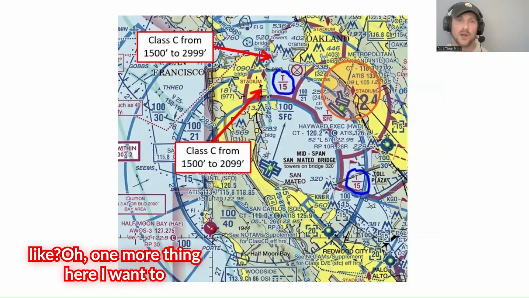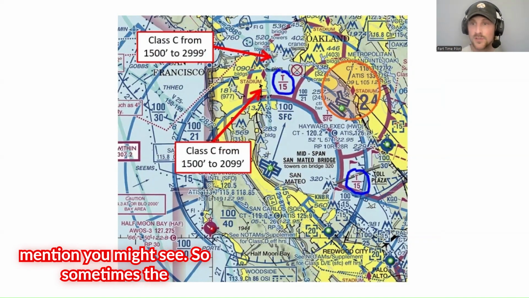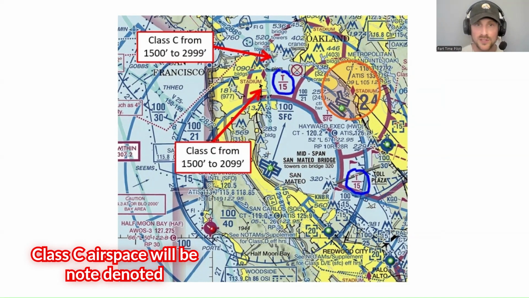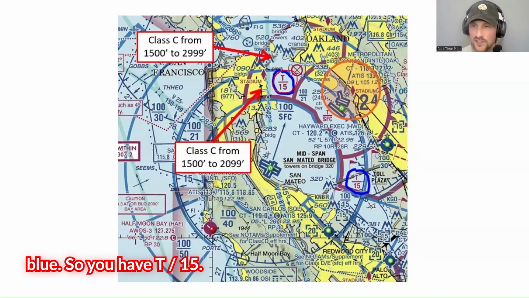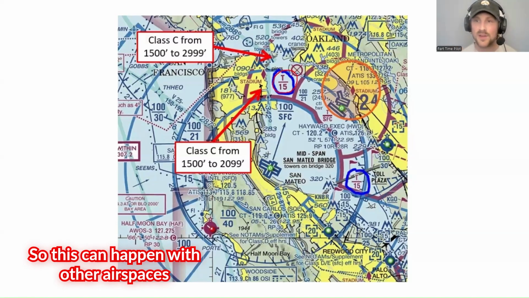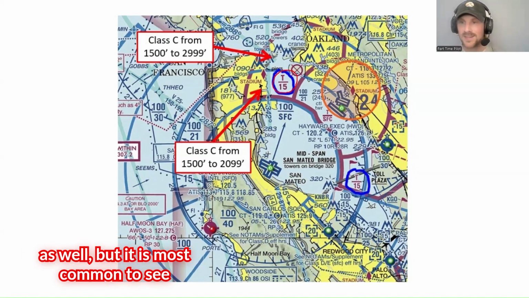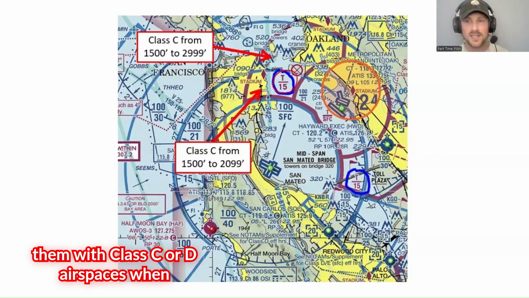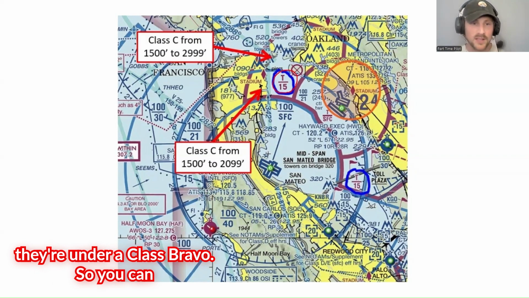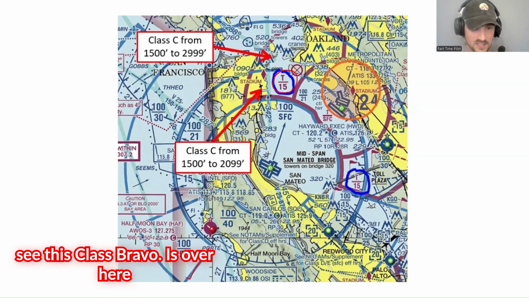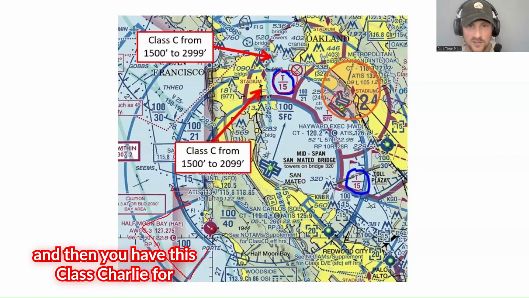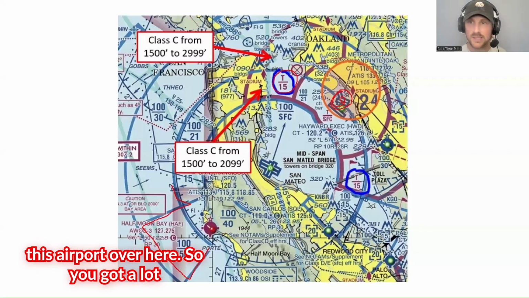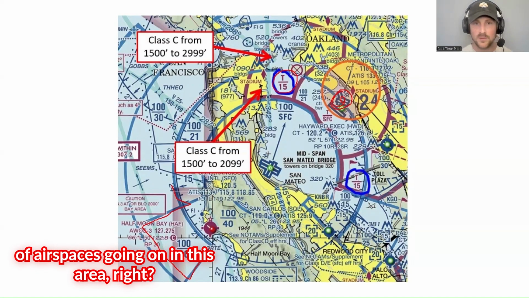Oh, one more thing I want to mention. Sometimes Class C airspace will be denoted with a T, as you can see here, circled in blue. So you have T over 15. This can happen with other airspaces as well, but it is most common to see it with Class C or D airspaces when they're under a Class Bravo. So you can see this Class Bravo is over here, and then you have this Class Charlie for this airport over here. So you've got a lot of airspaces going on in this area, right?